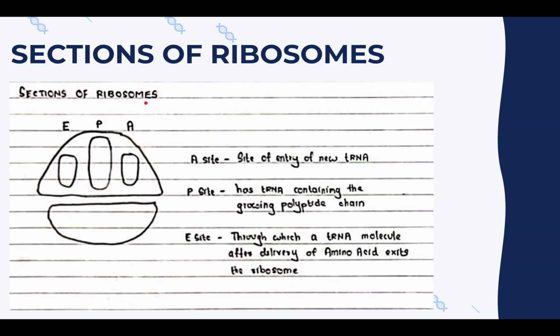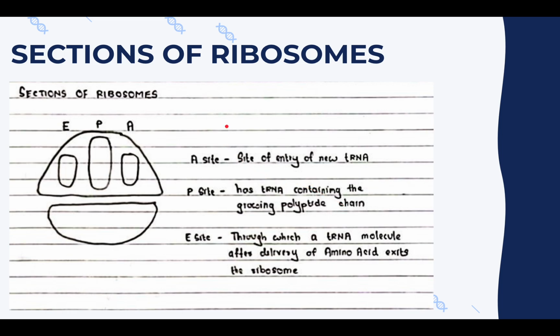Now, sections of ribosome, they have only three sections which we are interested in. We have A site, P site, and E site. A site is the site of entry of a new tRNA. What is tRNA? We will discuss next time, so don't worry about it. So a new tRNA will enter from the A site, and P site has the tRNA containing the growing polypeptide chain.